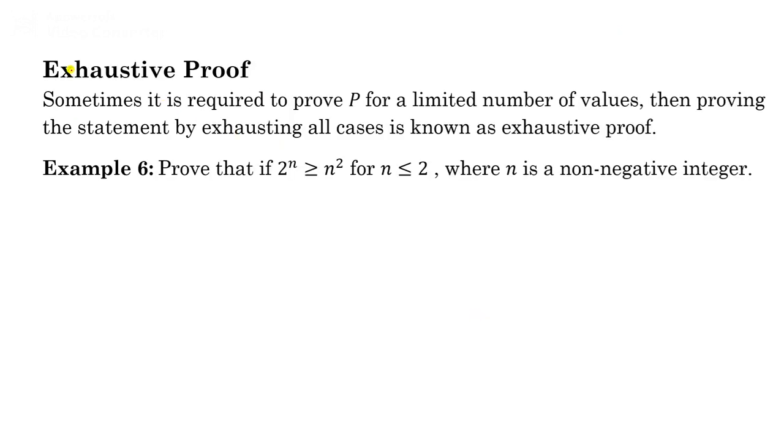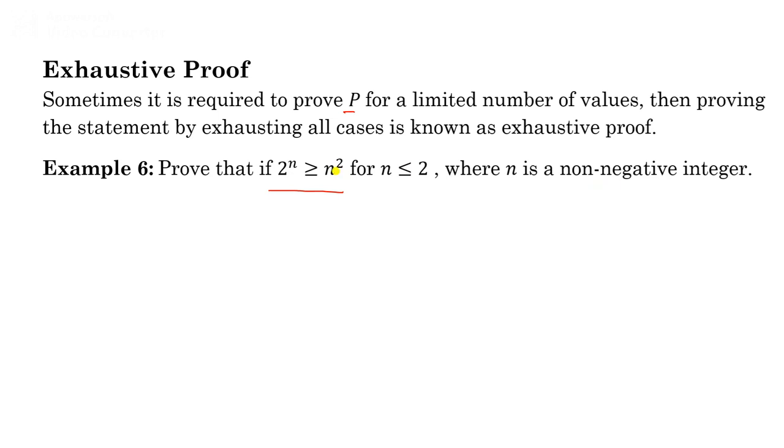Now sometimes it is required to prove a statement P for a limited number of values. So if you can exhaust all these cases, if you can prove for all these cases or all these values, then you can say it is exhaustive proof. Now look at this. Prove that 2 raised to power n is greater than or equal to n square for n less than or equal to 2. Here n is a non-negative integer.